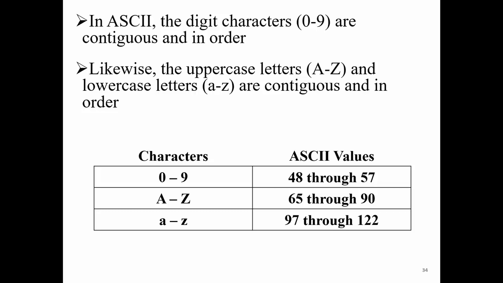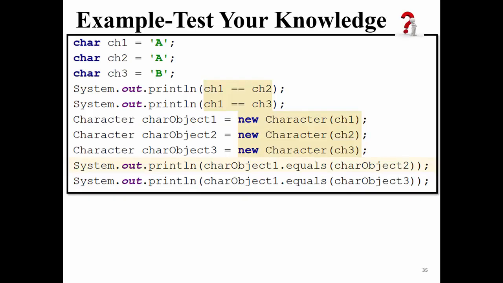Now, capital A to capital Z have a continuous range of ASCII codes from 65 to 90. Small a to small z is from 97 to 122. As you can see, capital A in terms of integer value, or ASCII code, is less than small a. So having this in mind, we can test our knowledge on these examples.